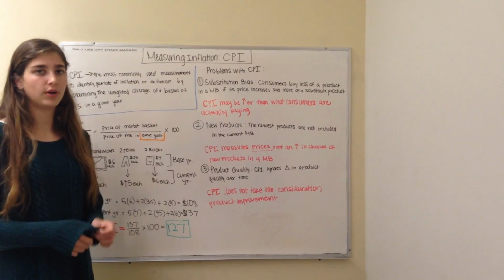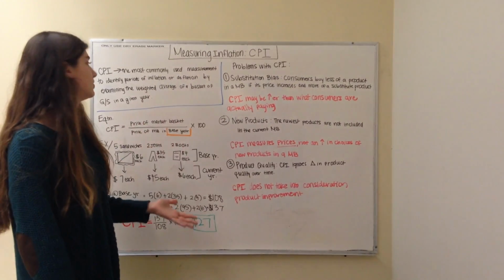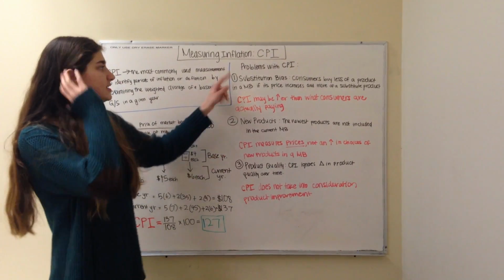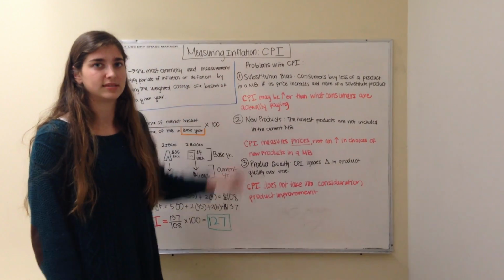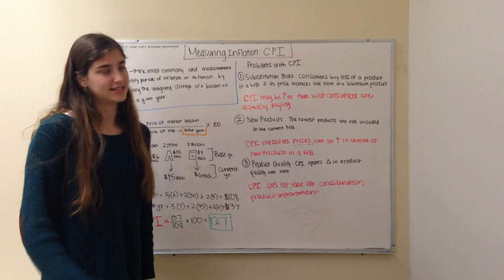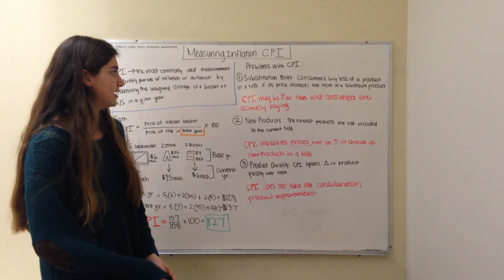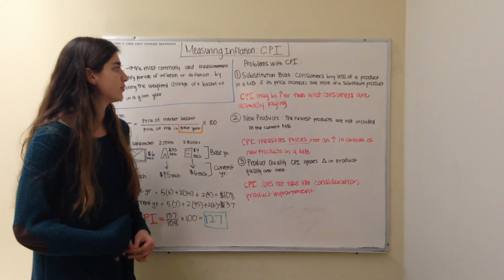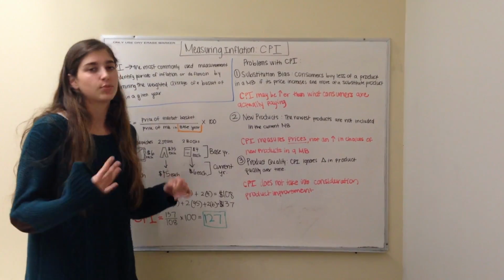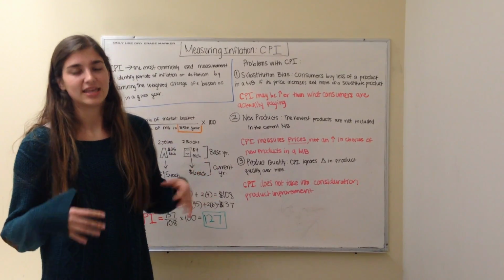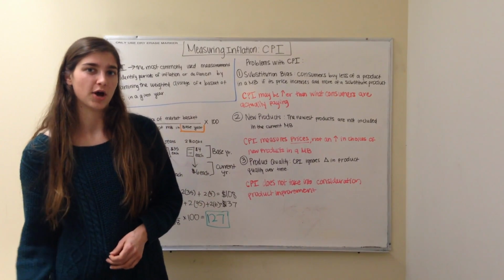Although CPI is a commonly used measurement to identify periods of inflation, it does come with a lot of problems and 3 known biases. The first one is the substitution bias. The substitution bias is basically when consumers buy less of a product in a market basket if the price of that product increases and they want to substitute for a cheaper product.